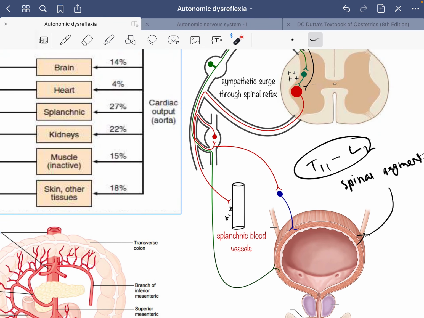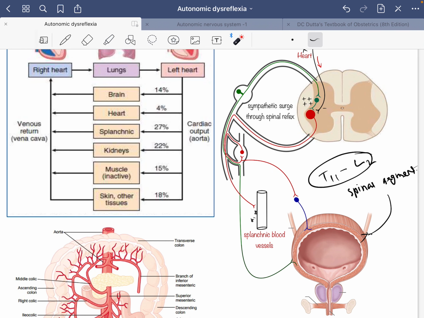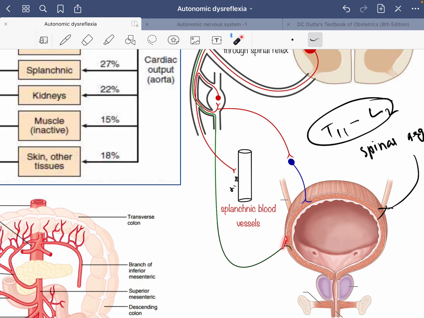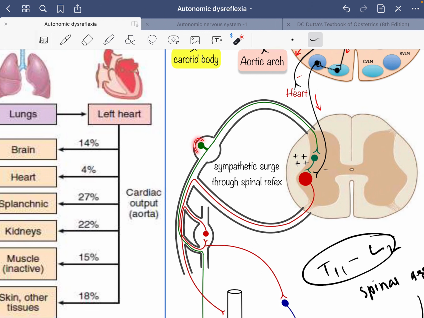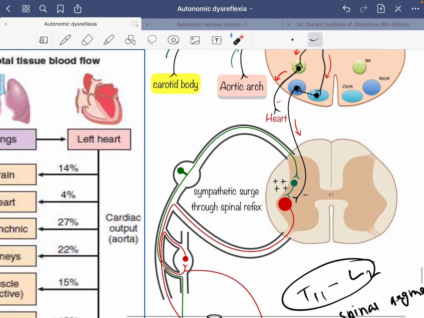Now we know that there are also some sensory neurons of the sympathetic nervous system. The green one is the sensory fiber, and the sensation will be carried through this sensory fiber. It comes here and sends the signal into the dorsal root ganglia. So this green neuron is the sensory neuron of the sympathetic nervous system, and the signal is carried on from here.